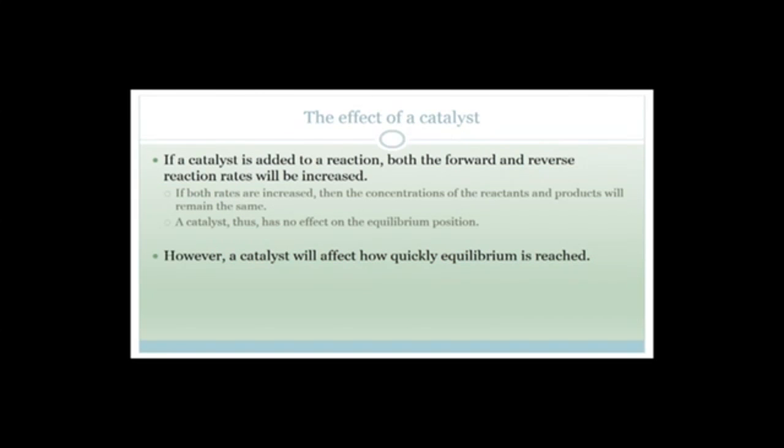Okay, now let's talk about the effects of a catalyst. A catalyst plays a huge role in the reaction rate. Remember, it speeds up the reaction without actually participating in it. However, when added to a reaction, a catalyst increases both the forward and reverse reactions equally. So the concentrations of the reactants and products will remain the same. Therefore, a catalyst has no effect on the equilibrium position. Since the reaction rate is faster, we'll get to equilibrium more quickly, but it has no effect on the equilibrium position.